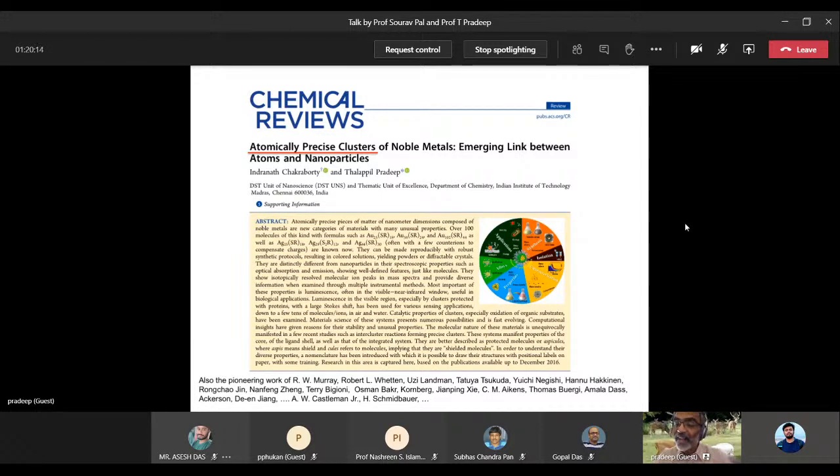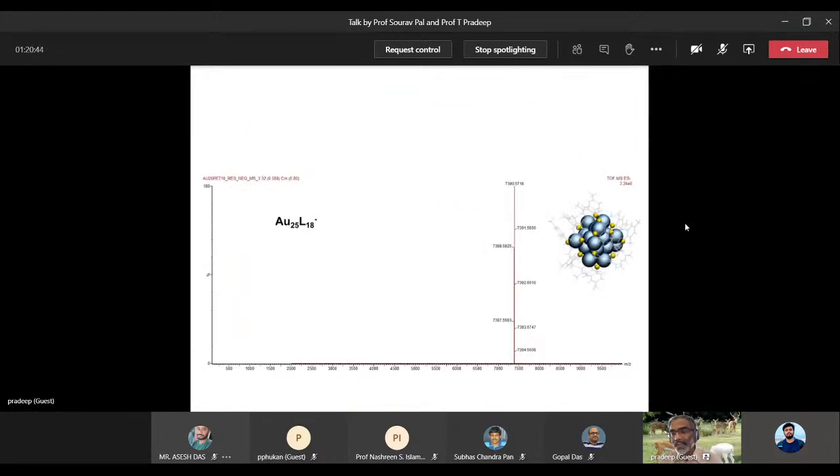Now, it is not to say that atomically precise clusters were observed only 20 years ago. No, people have seen them even earlier, largely with mass spectrometry, as Saurav Pal talked about. Here we are talking about atomically precise pieces of matter as chemical entities with precise synthetic methods, precise structure, precise properties. So here is one example of that.